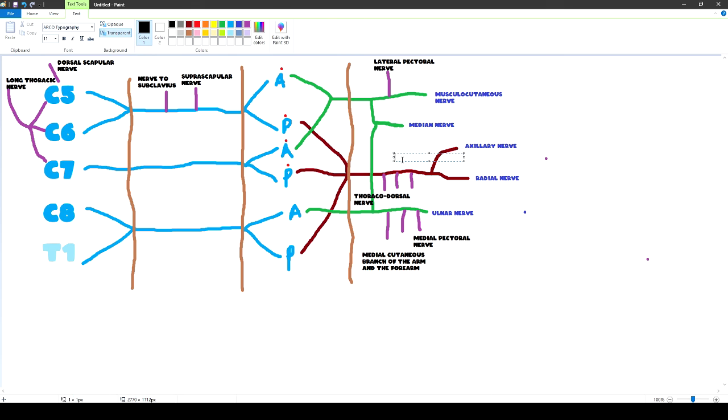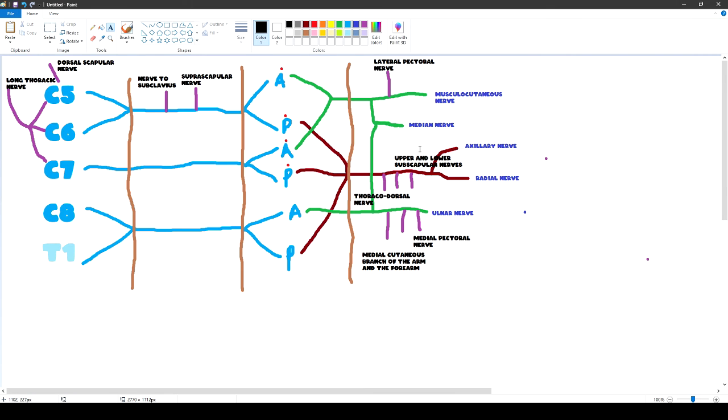They are called the upper and lower subscapular nerves. So the other two nerves are called the upper subscapular nerve and the lower subscapular nerve. They both supply the subscapularis. The upper supplies the upper part and the lower supplies the lower part. But the lower subscapular nerve also supplies the teres major muscle. With that, that completes the brachial plexus.